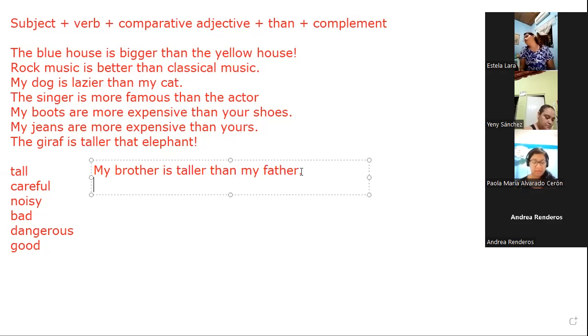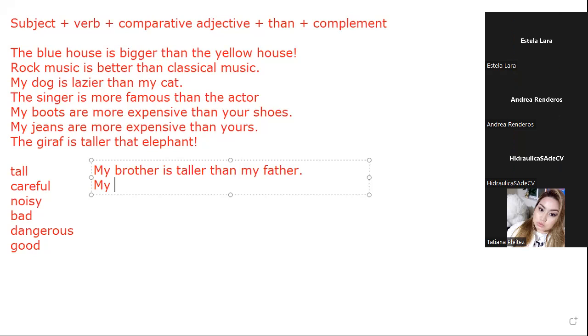Anybody wants to try the other one? Me, teacher. Okay, go ahead, please. My shoes are better than both. Careful is the one. No, teacher, ya me confundí. No tiene la careful, entonces tiene la good. Okay, la good. My shoes are better than both.